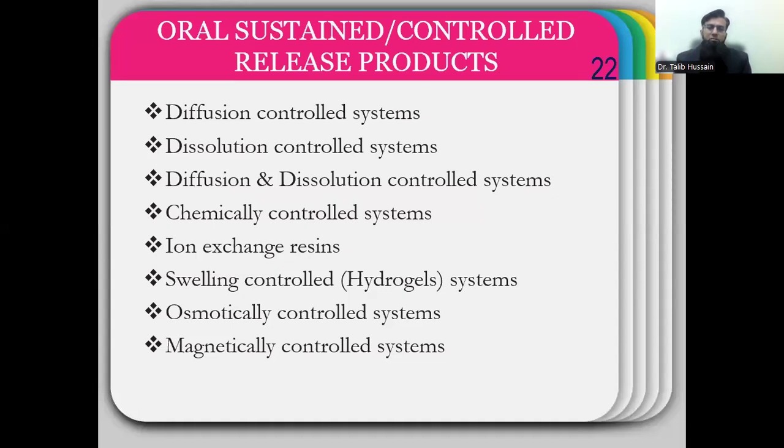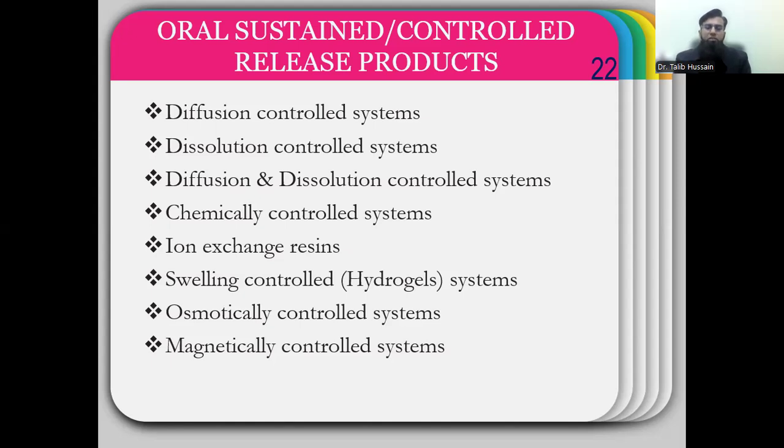A hydrogel system is also a combined diffusion and dissolution control system, which is known as swelling control system also. So here the polymer releases the drug when it is swollen, or it has taken an area or volume which is greater than the administered volume.